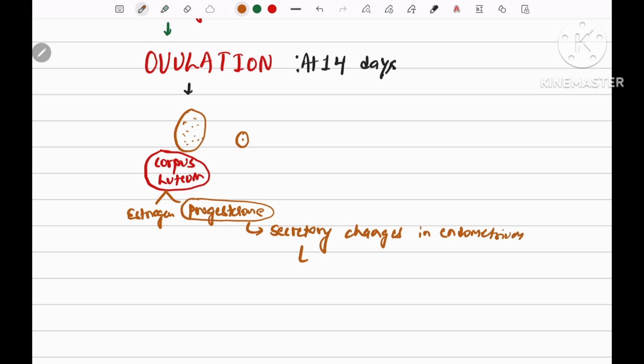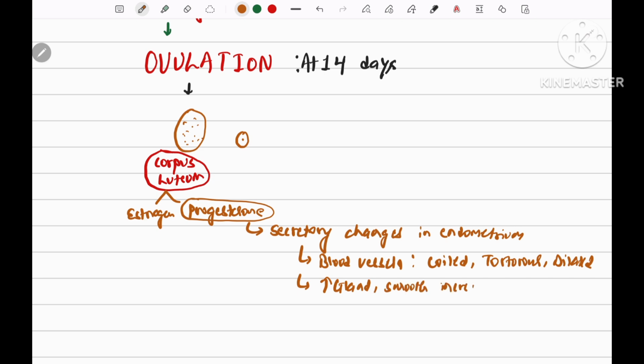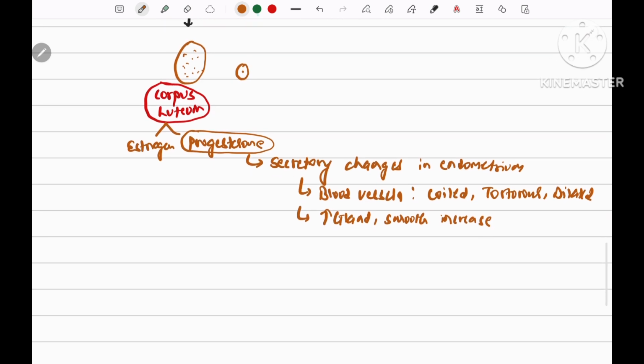What does it mean? The blood vessels in the endometrium will be coiled, tortuous, and dilated. The number of glands will increase. The number of smooth muscles will increase. So there are secretory changes in the endometrium. Now this oocyte will wait for the spermatozoa to come.